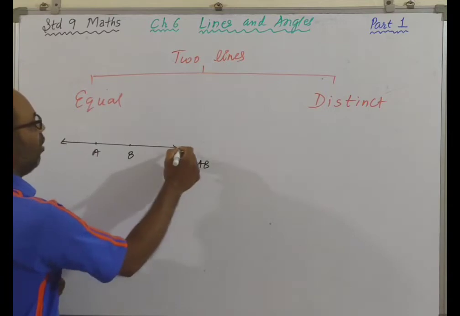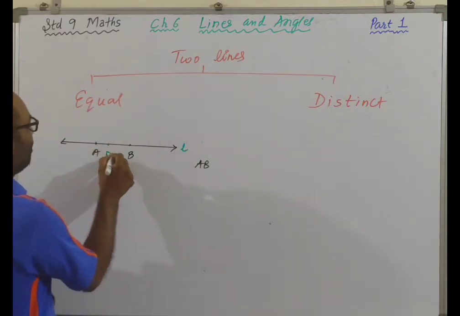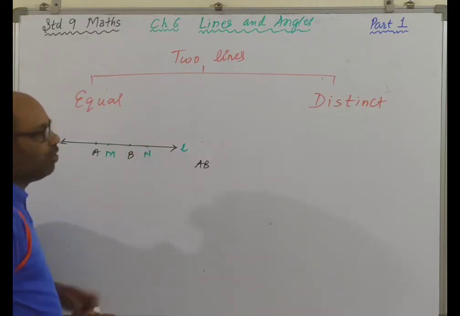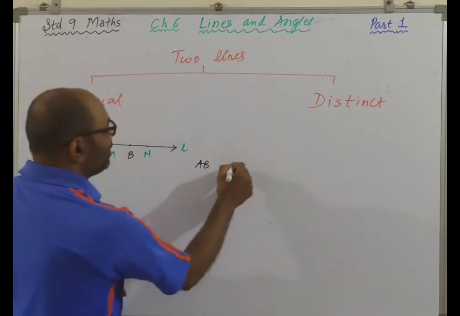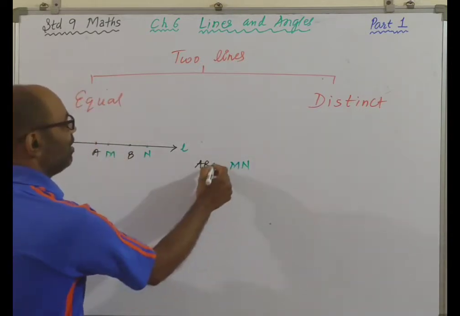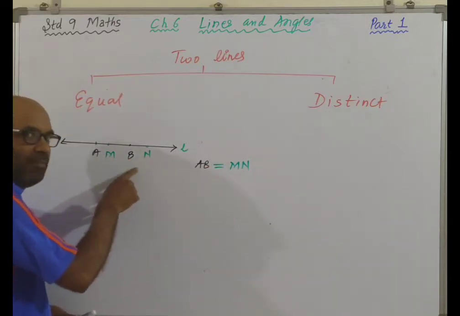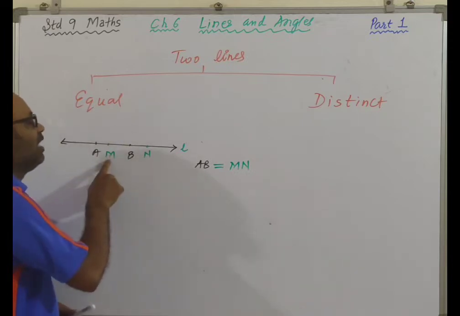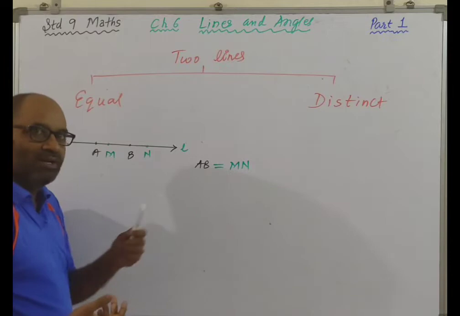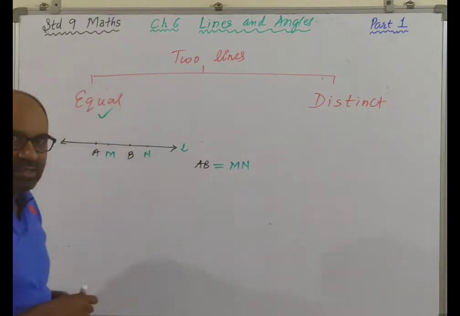Now, on the same line, you can call it small l also. On that, I'm taking one more point, N, and M. So you can call the same line MN also. How are these lines? They are one and the same. The line which is passing through A and B is the same line which is passing through M and N. So line AB is equal to line MN. So they are equal lines.